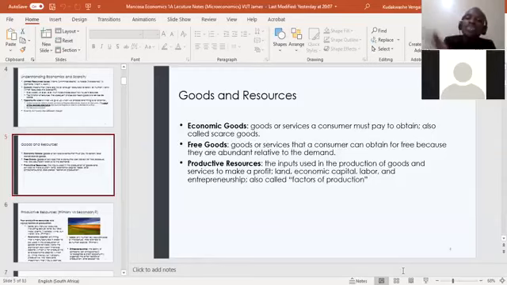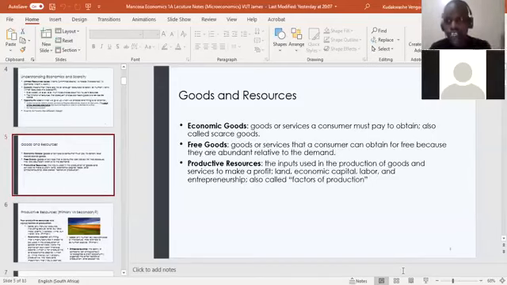But the reason why we put economic in front is because you have to pay to obtain that thing. If you have to pay to obtain it, then that thing is an economic good. And the reason why we pay for things is because things are scarce. So when something is not scarce, sometimes it's no longer an economic good. It's now referred to as a free good. So free goods are goods and services that you as a consumer can obtain for free because the resources are abundant.